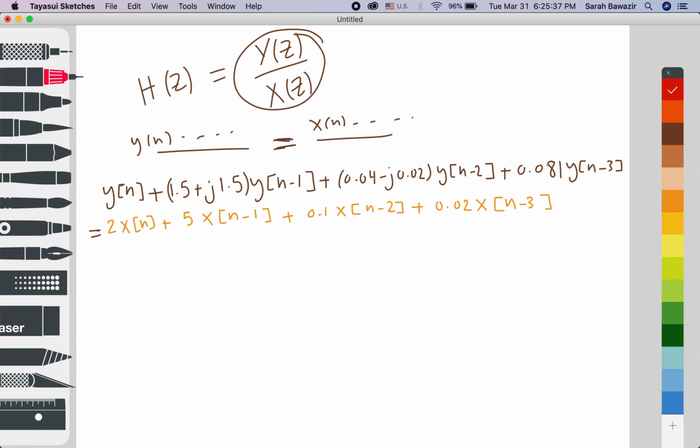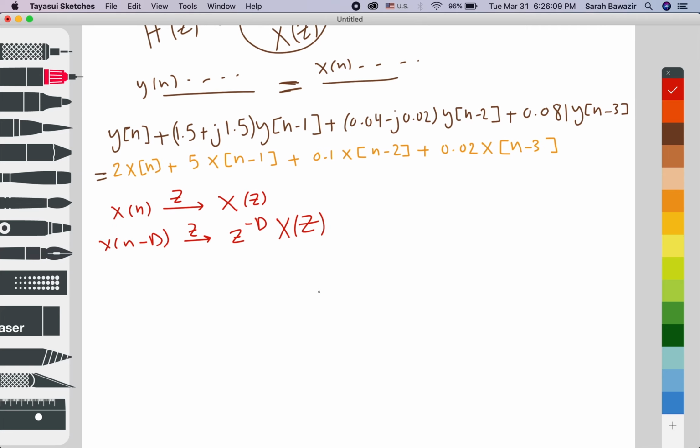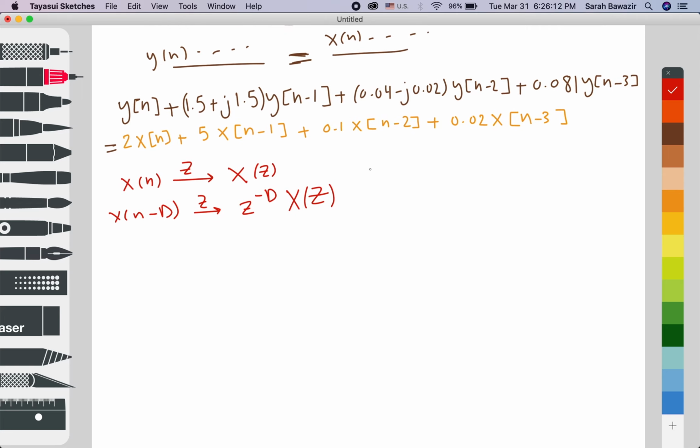Another reminder: if you have x of n, the z transform of x of n is X of z. If you have a delayed version, x of n minus d, then the z transform is z to the power minus d times X of z. So we are going to use that to find the z transform of both the left-hand side and the right-hand side.